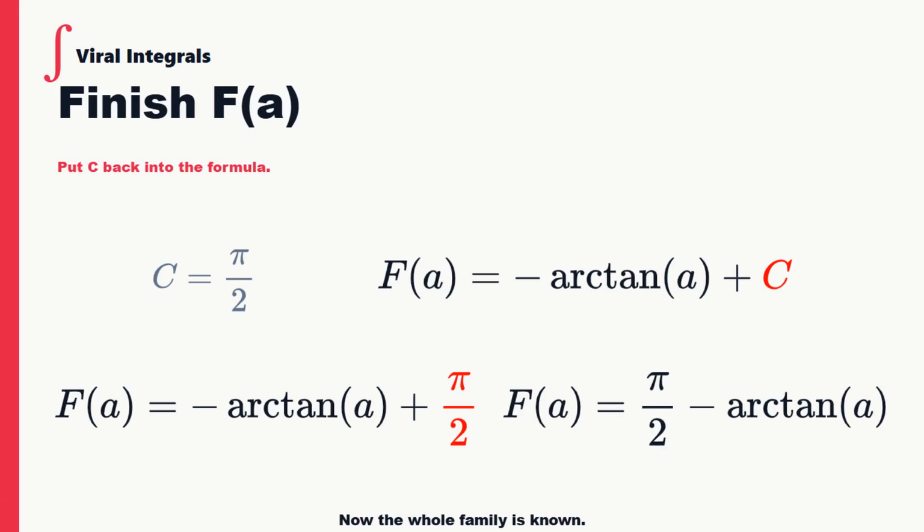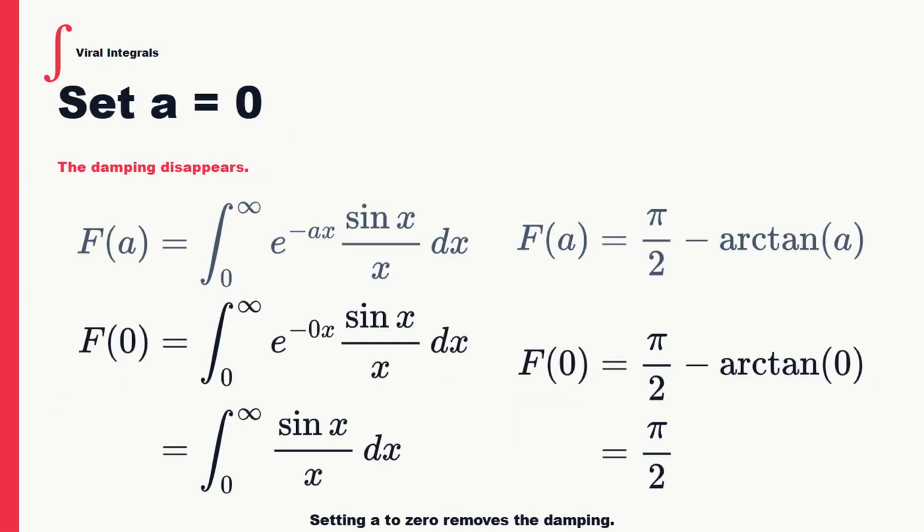Now plug the constant back in. We just found that f of a equals negative arctangent a plus pi over 2. So the whole family is now known explicitly in terms of a. Finally, set a equal to 0. In the integral version, the damping factor becomes 1, so f of 0 is the original Dirichlet integral. In the formula version, arctangent of 0 is 0, so the value is pi over 2.